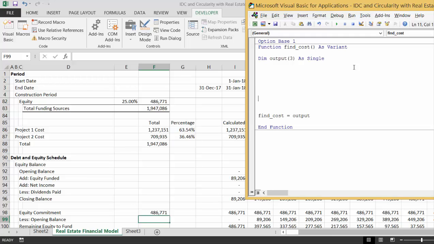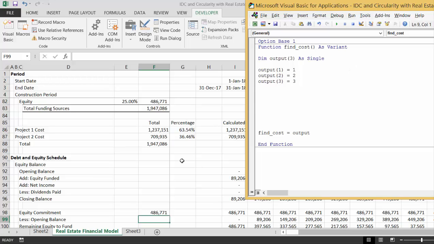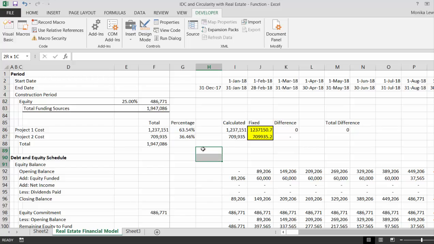Now, so let's say I put outputs somewhere here. Outputs 1 equals 1, and then we can copy that. So let's put output 2 equals 2 and output 3 equals 3. Okay, and then we select this and put equal.